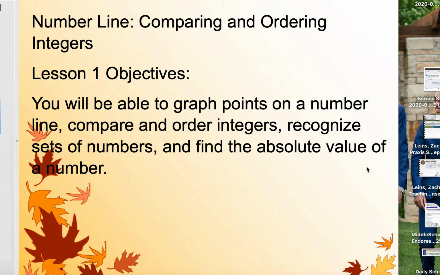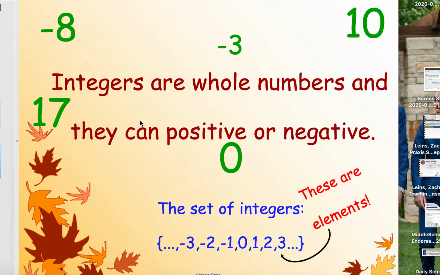So what we did today is we went over lesson 1. We talked about graphing points on our number line, comparing and ordering integers, recognizing sets of numbers, and how to find the absolute value of a number. So basically we're just reviewing integers, whole numbers. They can be positive or negative, and that includes 0.